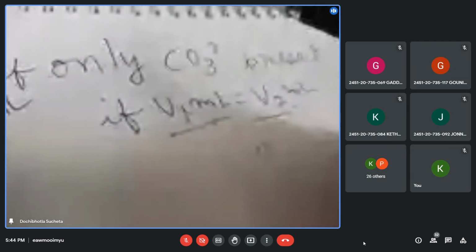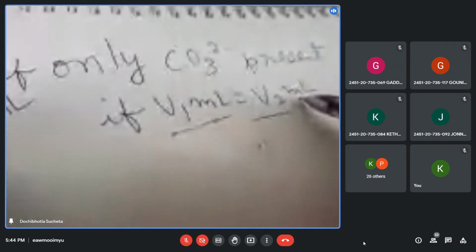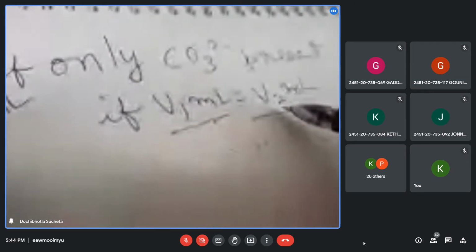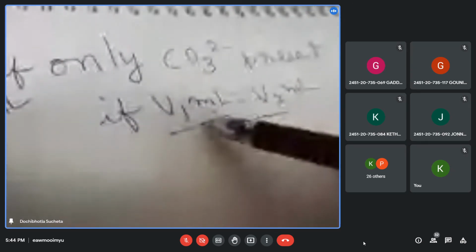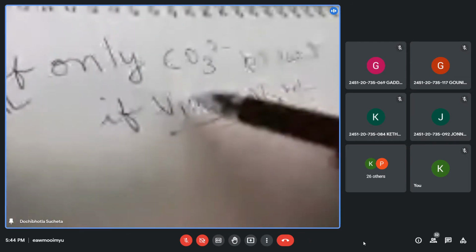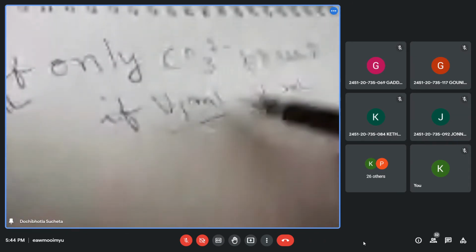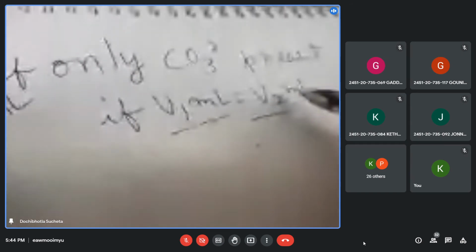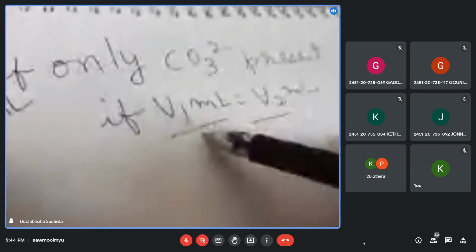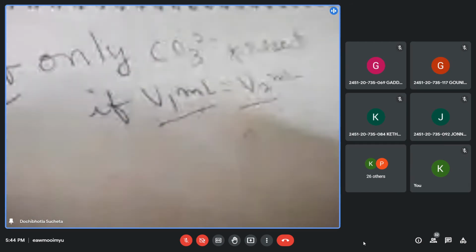Okay. For bicarbonate, V1 ml is 0. For OH minus, if only OH minus is there, V1 ml is present, V2 ml is 0. But for only carbonate, both V1 and V2 ml are present.